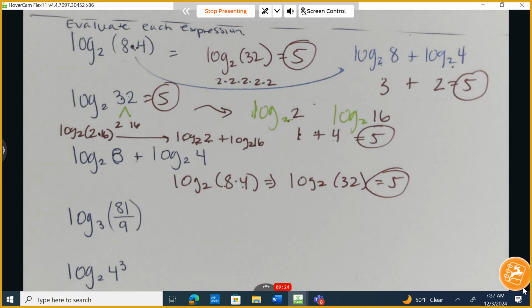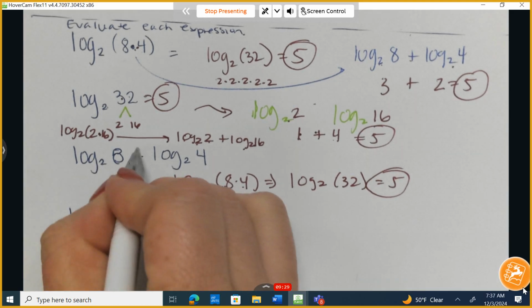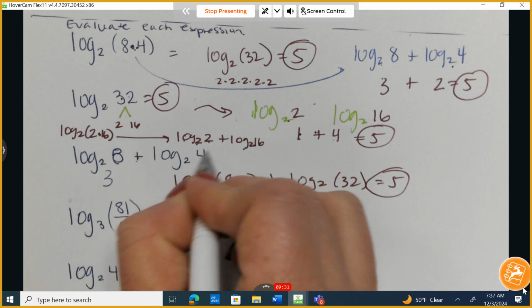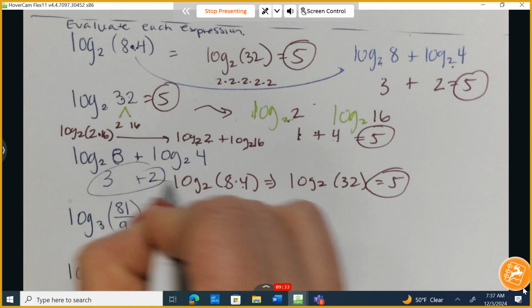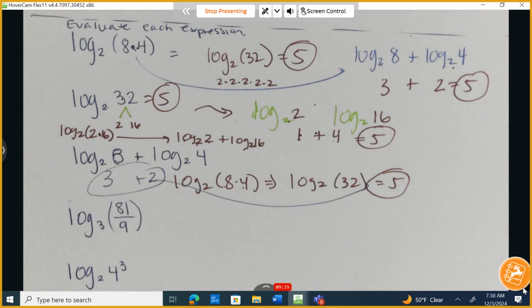by evaluating it. Now, others may have said, I don't want to condense that. Let's just go ahead. I know 2 to the 3rd power is 8, 2 to the 2nd power is 4. And again, you can see that I'm doing the exact same thing in multiple ways, and we can still achieve the same answer of 5.